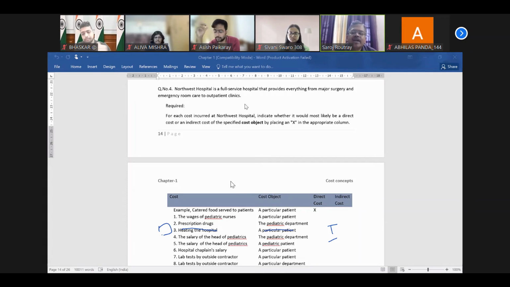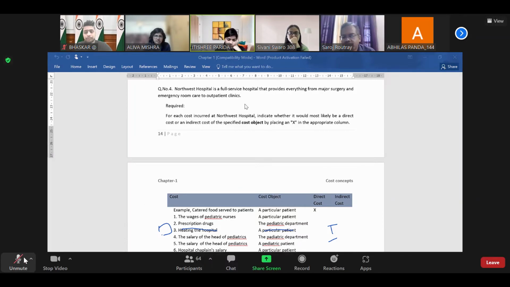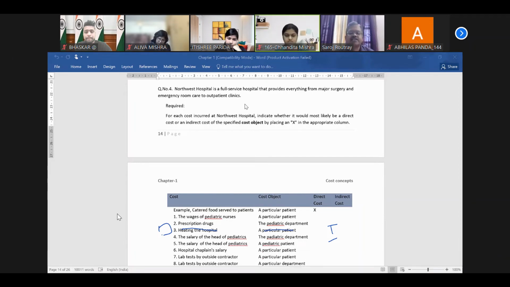The salary of the head of pediatric, and you have to find out the cost of the pediatric department. Can you identify it with the pediatric department? Yes or no? Yes, sir. So we can find it. The pediatric head is the individual who works for the pediatric department, so the cost can be identified with the pediatric department.